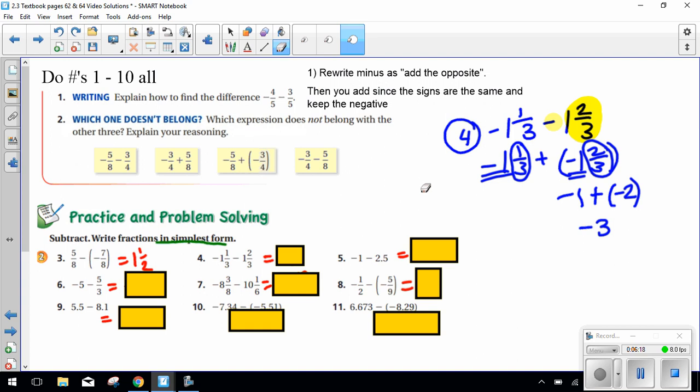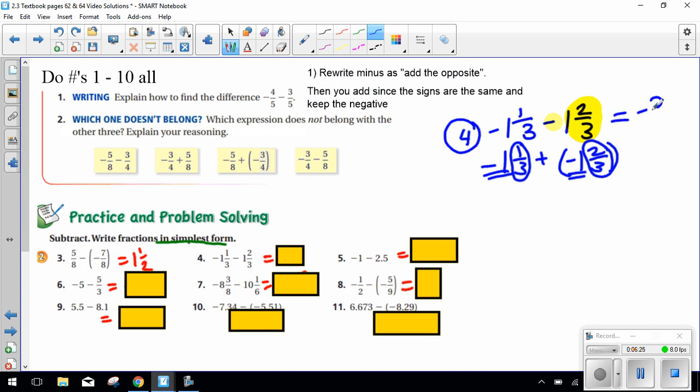I'm going to show you number 4, converting everything to improper. And you'll notice we'll get negative 3 as well. 3 times 1 is 3, plus 1 is 4. So we get negative 4/3, plus 3 times 1 is 3, plus 2 is 5/3 negative. Okay. So since my denominator is 3, we keep it. 4 plus 5, I add because the signs are the same, I get negative 9. 3 goes into 9 3 times, so solution, negative 3.